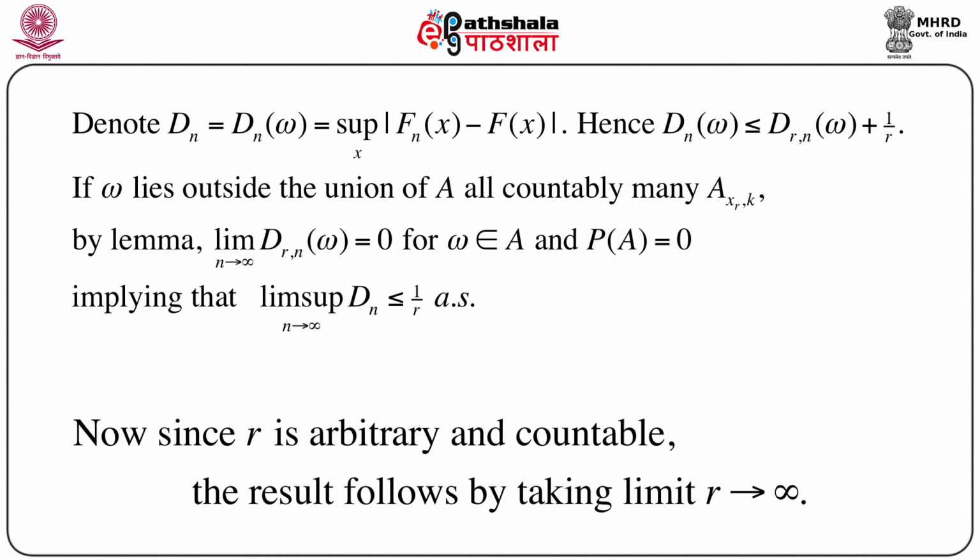Now this quantity is less than or equal to 1 by r almost surely. Now what is r? R is actually arbitrary. We have chosen r arbitrary but countable. So since r is arbitrary and countable, we just take the limit on both sides, and the left side is independent of r right now. So taking the limit as r goes to infinity, the theorem is completely proved. That means the lim sup of D_n actually equals 0 almost surely.